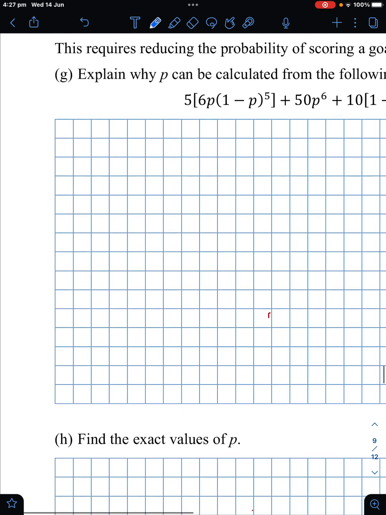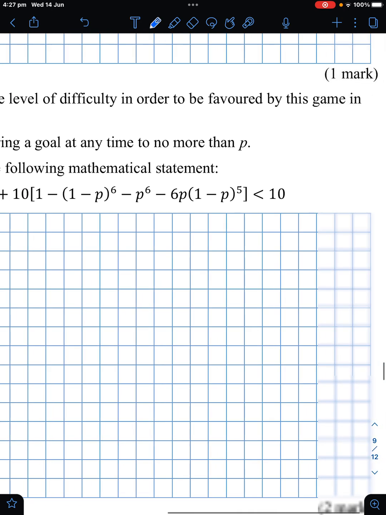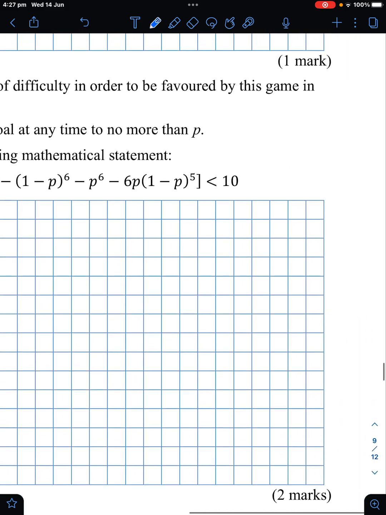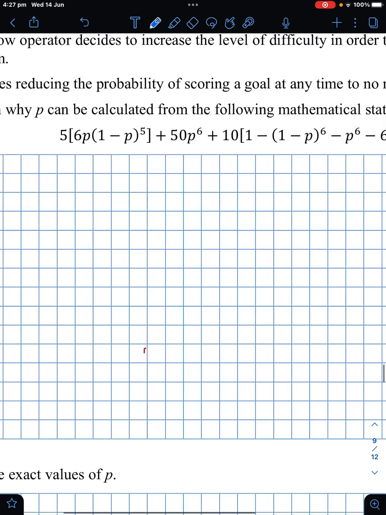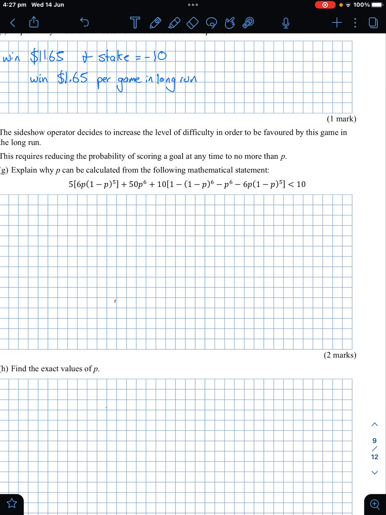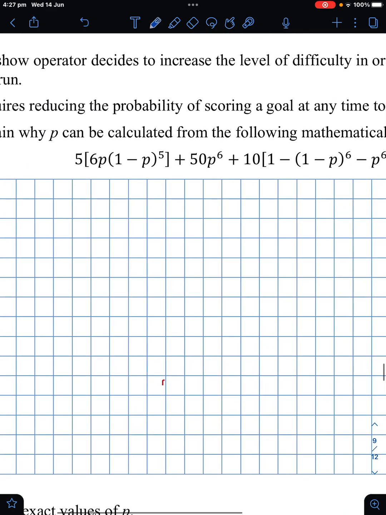Cool, so the next bit here, the sideshow operator decides to increase the level of difficulty in order to be favoured by this game in the long run. This requires reducing the probability of scoring a goal at any time to no more than P. So this is for the next bit here. Explain why P can be calculated from the following mathematical statement. So this is actually good for us if we know how to unpack this.